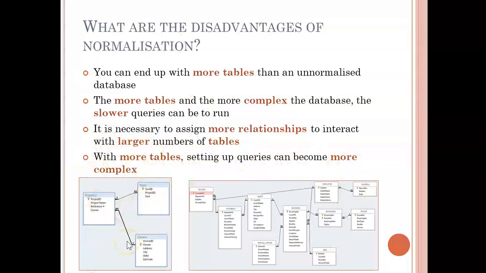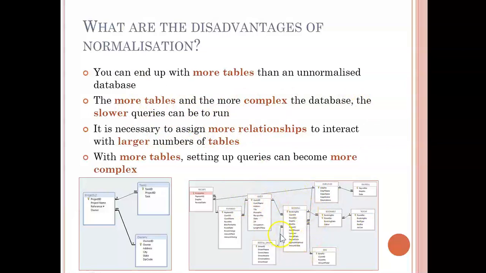In a normalized database, for example, this would be okay. You only have three tables that are connected together. If we assume this is in third normal form, then this would be fine. But as soon as you add lots of tables to your database, it can become a little bit more complicated. The more tables you have, like in this image over here, the slower the queries can be to run because it's got to search through or work with all of these tables together.